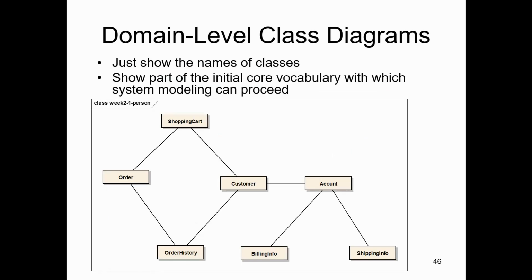As I mentioned, the class diagram can be used in different phases. In the earlier phase, we call it domain level. We can have a domain level class diagram that just shows the names of the classes. This is in the very early phase, when we don't have much information about the software. Then we can use this domain level class diagram to show the overall structure of the software. This happens during requirement analysis.